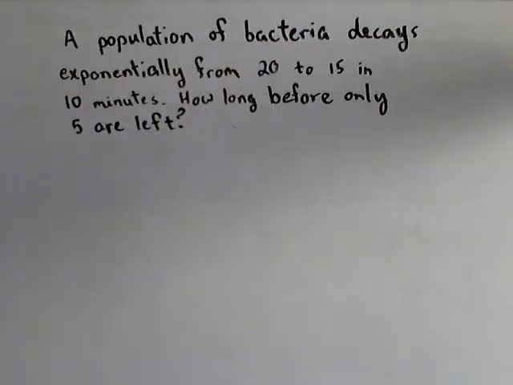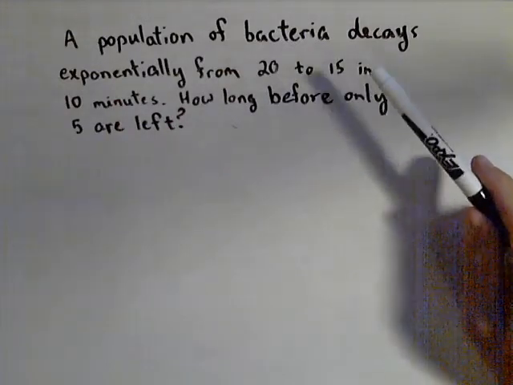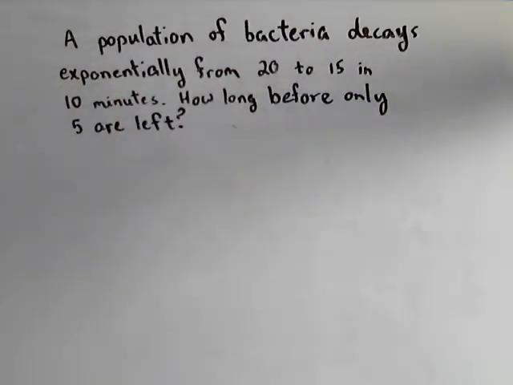In this problem, we're going to talk about a population decaying exponentially and figure out how long it takes to get to a certain level. I've been doing this in generality, but this applies to a lot of different scenarios where exponential decay or growth is involved. So let's say our bacteria decays from 20 to 15 in only 10 minutes, and we want to figure out how long before only 5 are left.